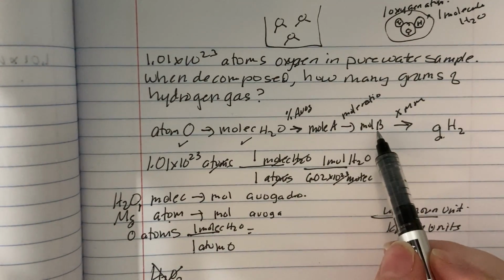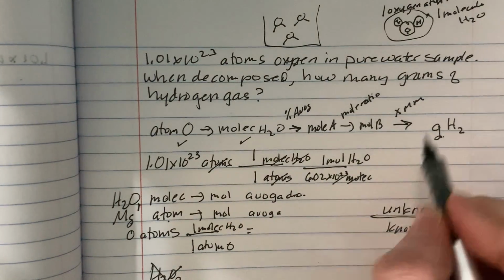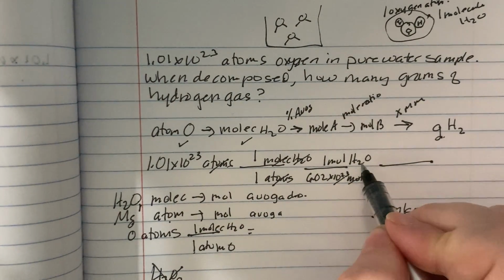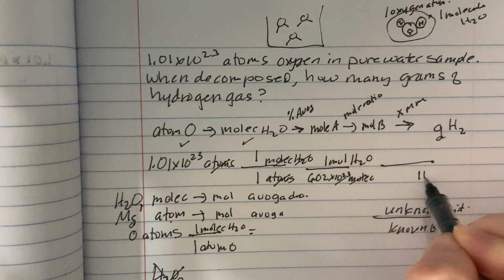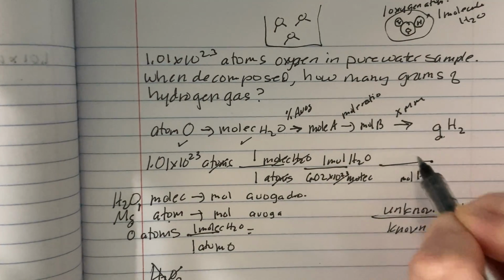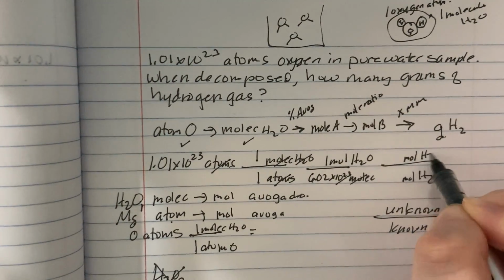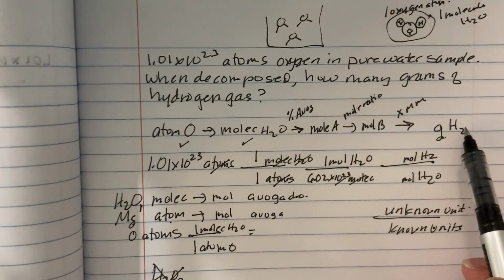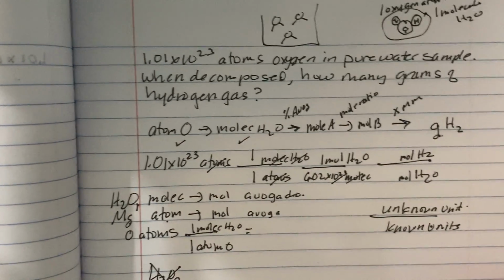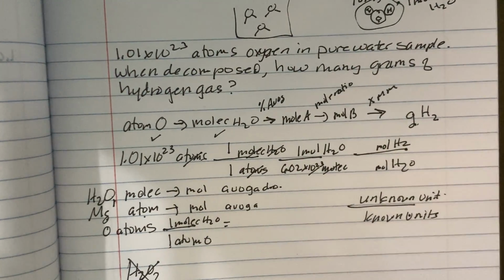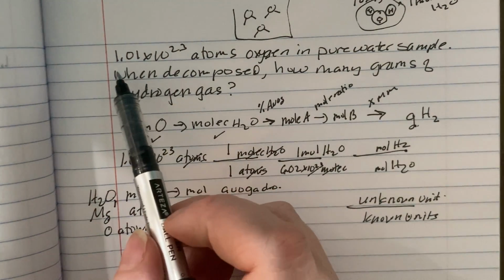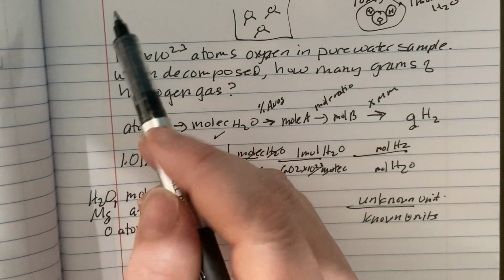But now we have to convert to moles of hydrogen gas because that's what we're looking for. What we know is water, so moles of water goes on the bottom. What we're trying to find is hydrogen gas. That's our last step. So moles of H2 goes on the top. Our mole ratio. What do we need for that? Balanced chemical reaction. Let's go back to the problem because we never set it up.